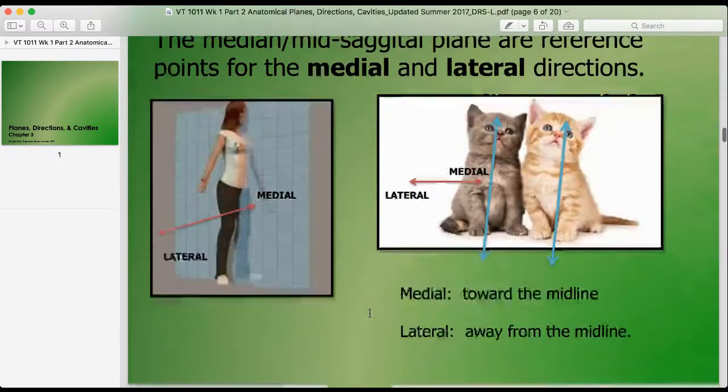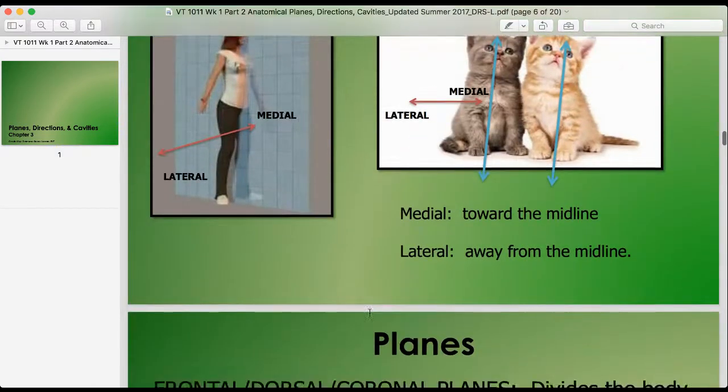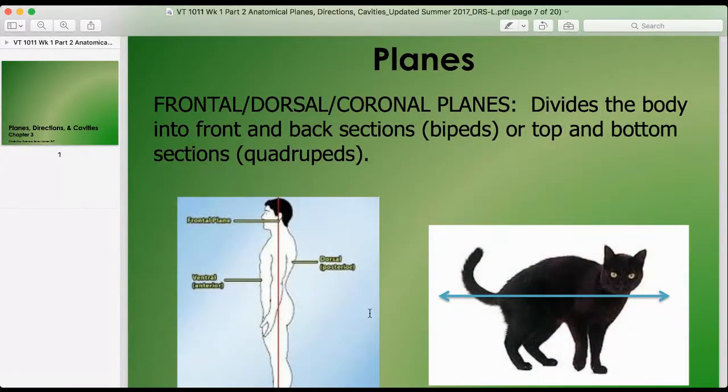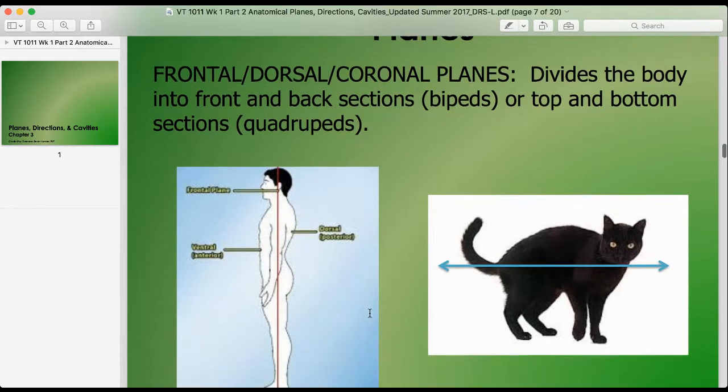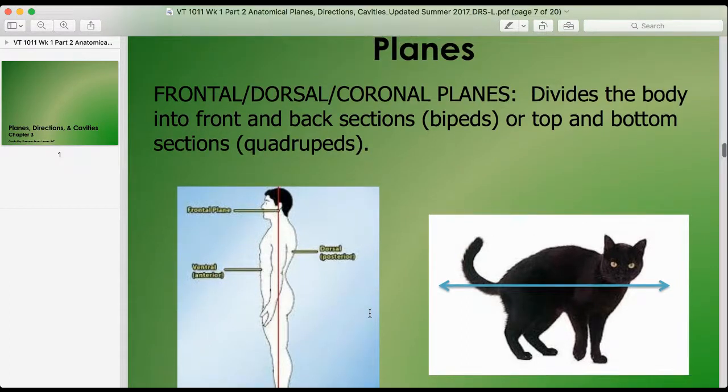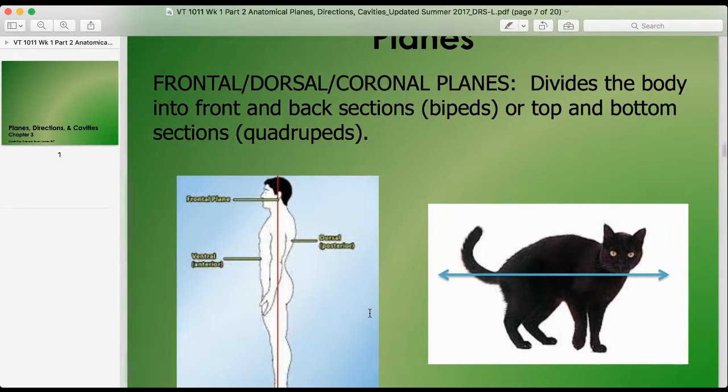So medial is toward the midline, lateral away from the midline. Then when we look at other planes, you have what's called the frontal, or dorsal, and coronal planes. These divide the body into front and back if we're looking at bipeds. A person is a biped, and our quadrupeds would be our dogs and cats and horses and sheep and cows, okay? So a frontal, dorsal, and coronal plane divides them into front and back.